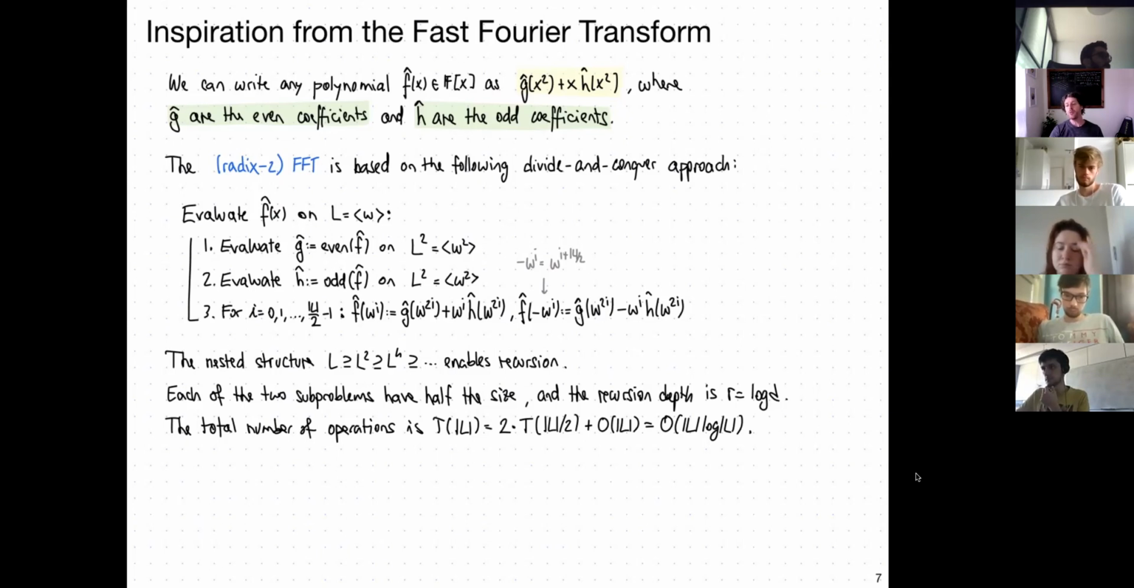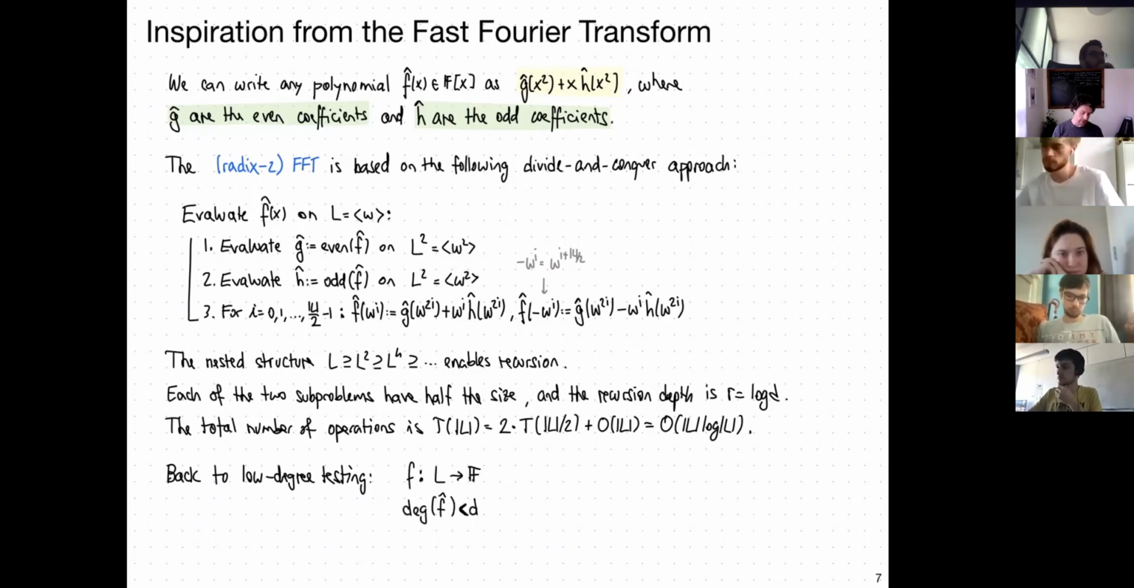And the reason why I showed you that is because I think it's the most creative idea we need in order to get this IOP for testing Reed-Solomon. So what we'll do is take that exact idea and apply it to low degree testing. Right? So what do I mean here?